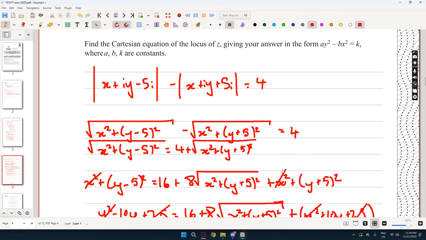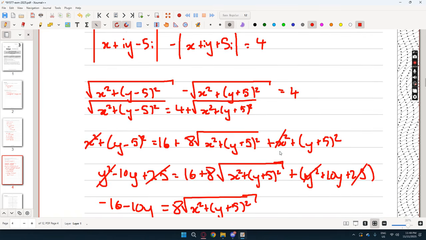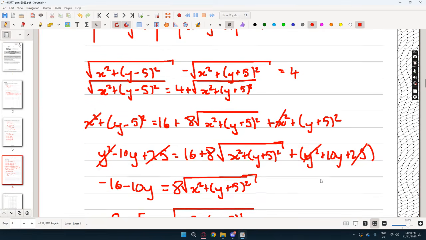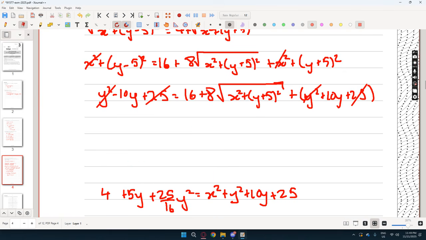And then squared plus 1 minus 5 squared is 16 plus 8 lots of that plus y squared minus 10y plus 25 equals 16 plus 8 lots of that plus y squared plus 10y plus 25. Okay. Oh no, I've made a boo-boo. Fiddly sticks.